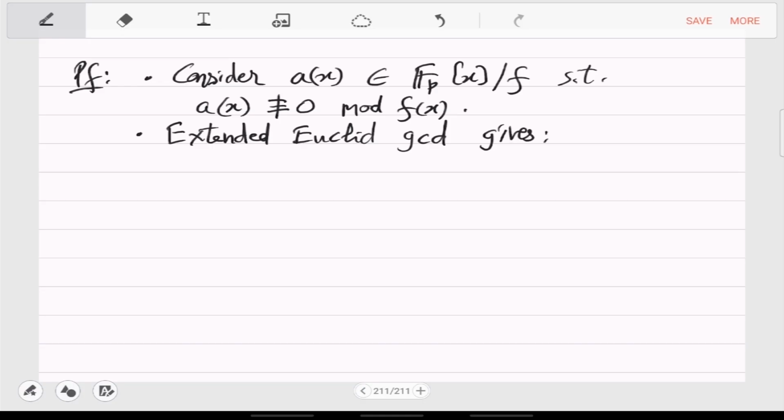So you will get some u times a plus v times f equal to, so what is the GCD? Maybe I should write the GCD first. What is the GCD of a and f? We have seen this before, right? If f is an irreducible polynomial, GCD can only be 1 or 0. Well, a is not 0, so it will be 1. So that is what you get here.